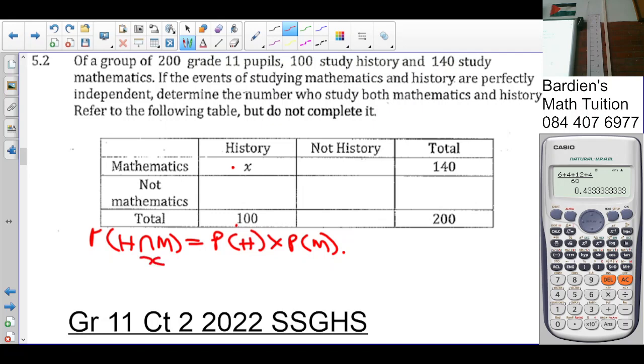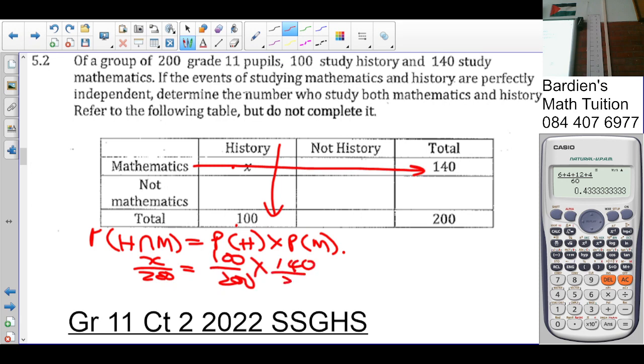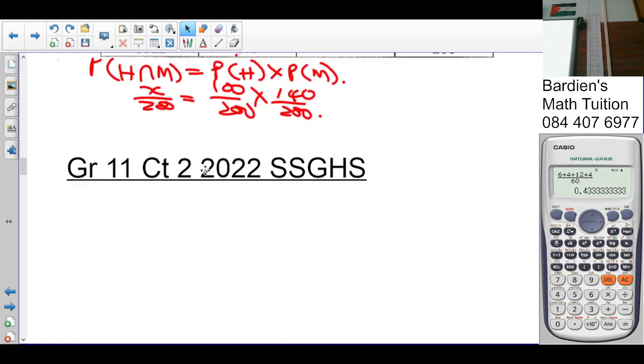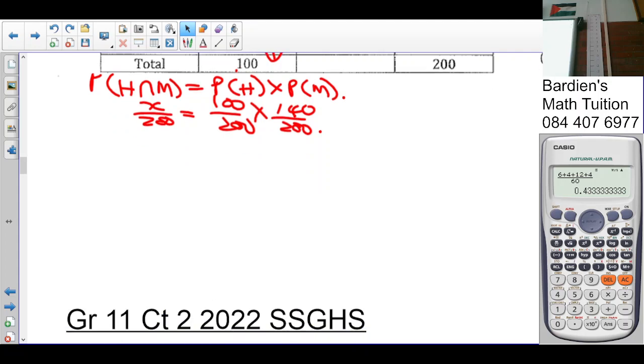So what's the probability of doing history and maths? It is x over 200, which is equal to the probability of history, 100 over 200, multiplied by the probability of mathematics, 140 over 200. From here it is a matter of solving for x. So 200 of course cancels, so x is equal to 100 over 1 multiplied by 140 over 200. That gives you 70. So 70 studied mathematics and history. Okay.